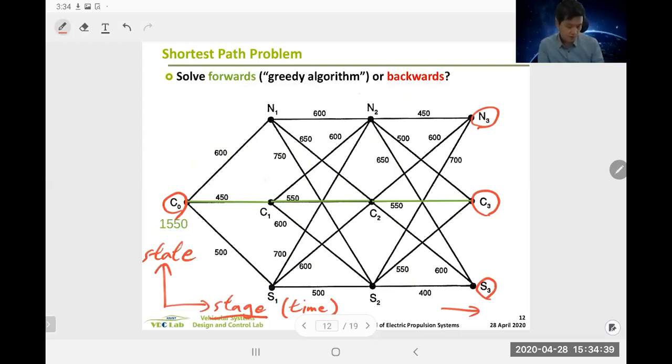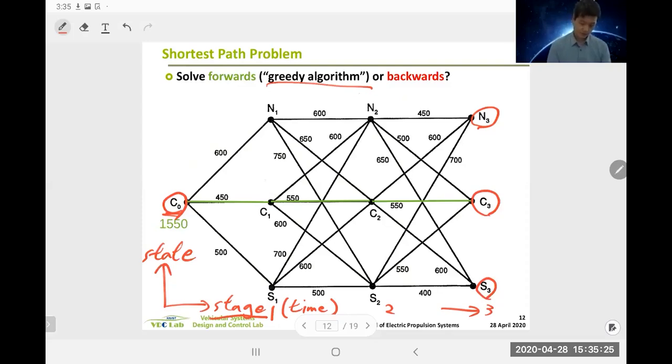Anyway, so if we start from C0 and we want to get to stage 3, how would you solve it? One of the simplest and just dumb approaches would be to just select the best option for the given time, right? Instantaneous optimization, which is also called greedy algorithm.